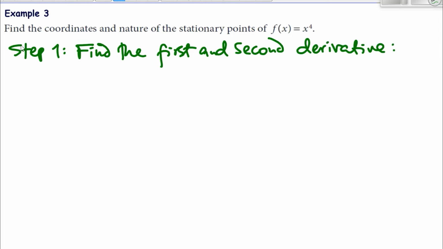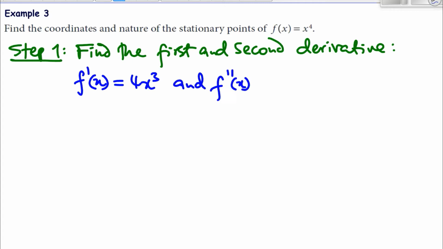So the first derivative is, okay, let me use a different color. So the first derivative will be 4x cubed, and the second derivative will be 12x squared. Okay, step 2.